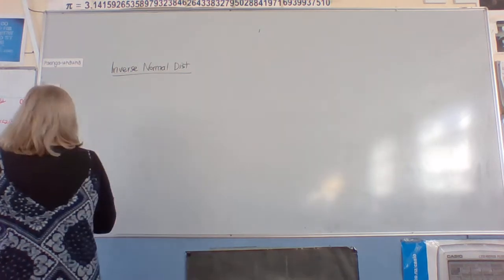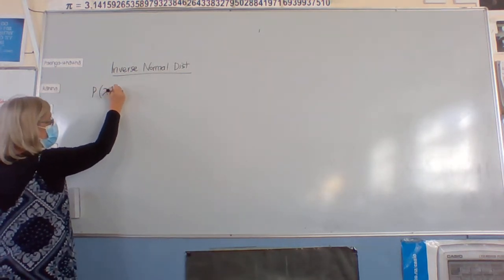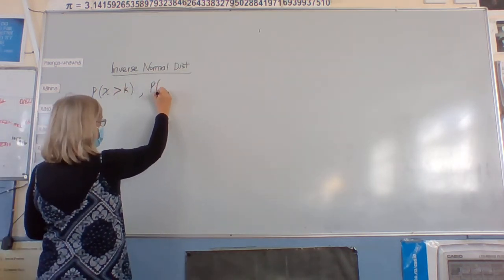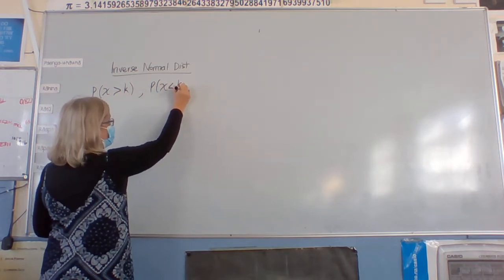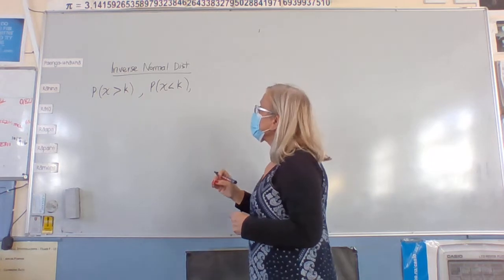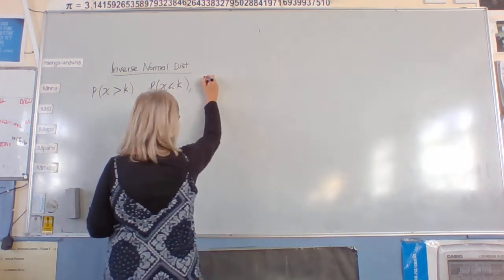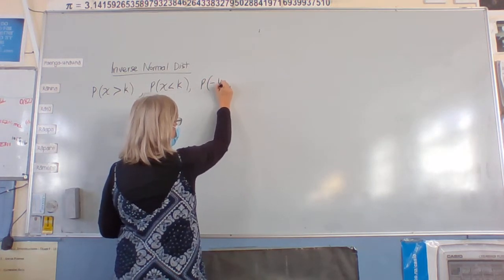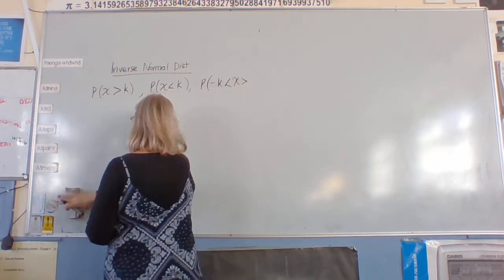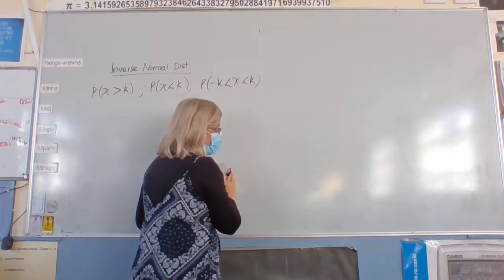We've got the probability where something is greater than a number. We've got the probability where something is smaller than a number. The last one our calculator can do for us is to give us an even distribution on either side. So the probability between negative k and k, whatever that number happens to be.